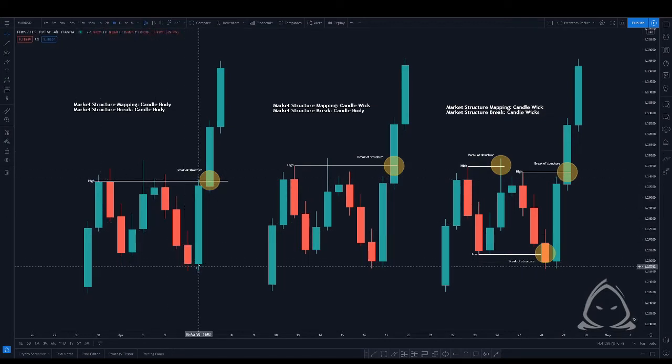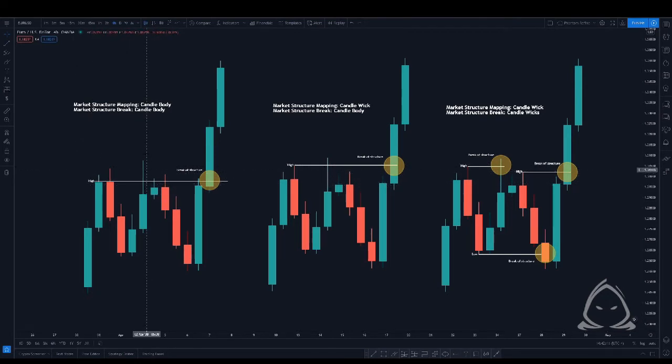Now we can see that price then impulsively starts to move to the upside and breaks and closes above this high, and we can denote that as the overall break of structure. Now if we're looking at this from a standpoint of what these wicks actually represent, it can be seen that this is more of a play on the liquidity of the prior high.